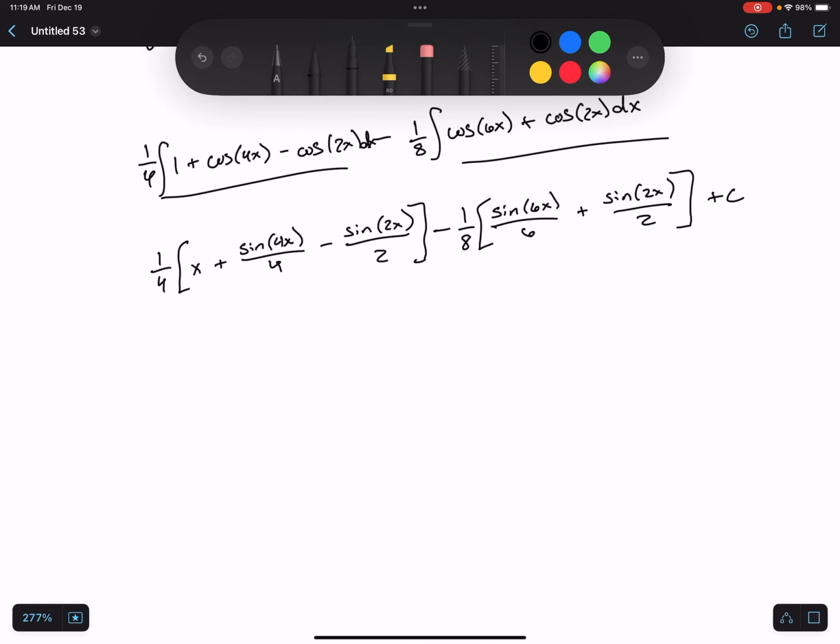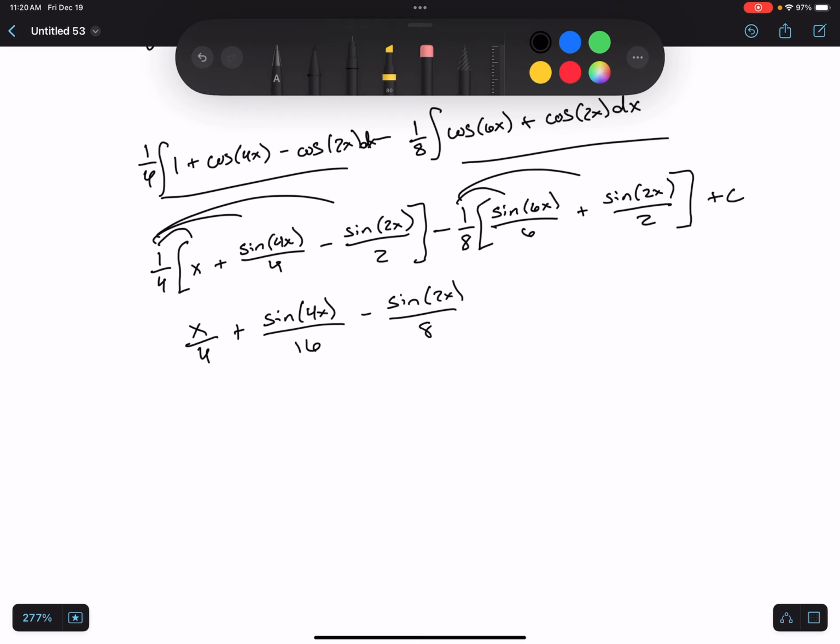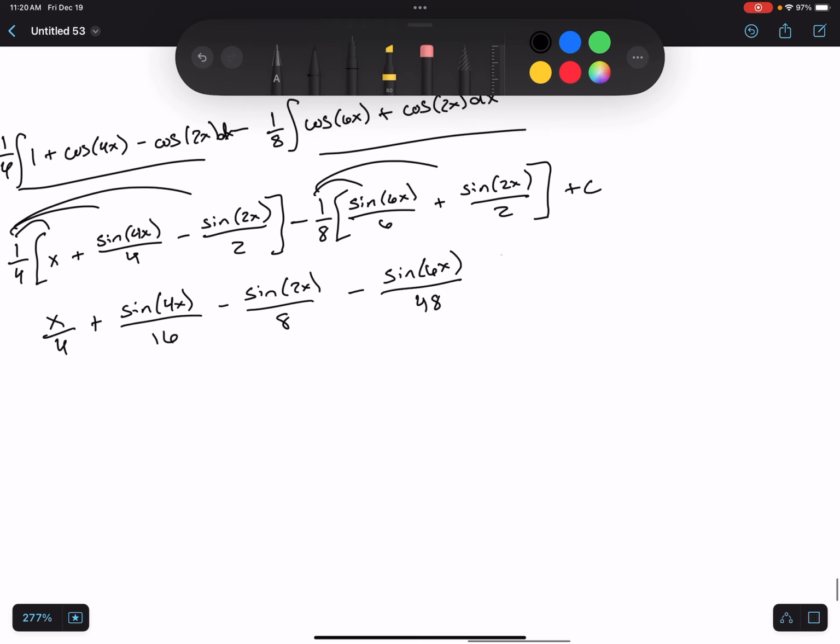Finally now, all that's left to do is to distribute these coefficients and simplify. So we'll start off by doing the 1/4. We've got x over 4 plus sine 4x over 16 minus sine 2x over 8, and then we've got a negative 1/8 here, so we'll do minus sine 6x over 48 and then we'll do another minus because we're distributing that over, sine 2x over 16 plus a constant.